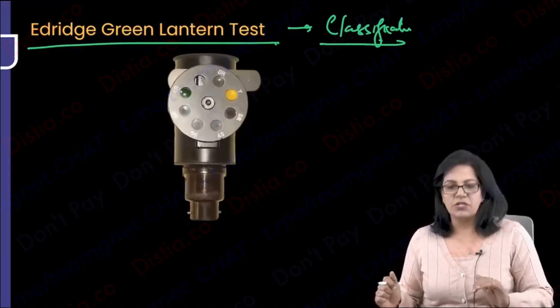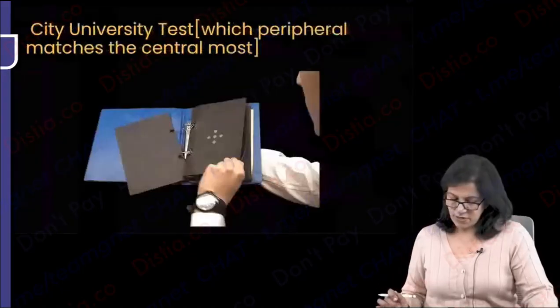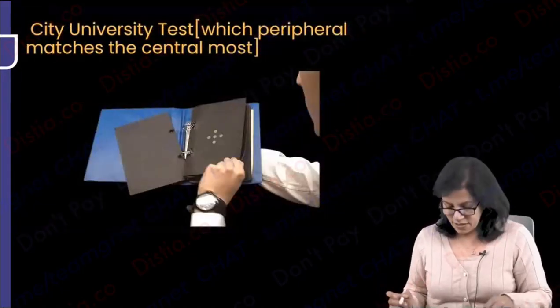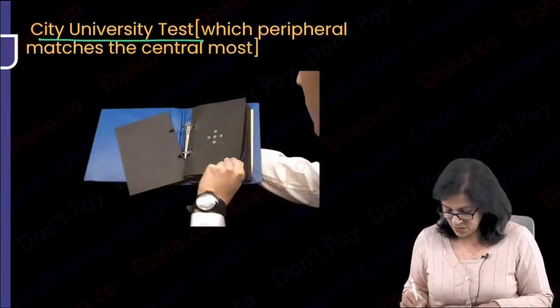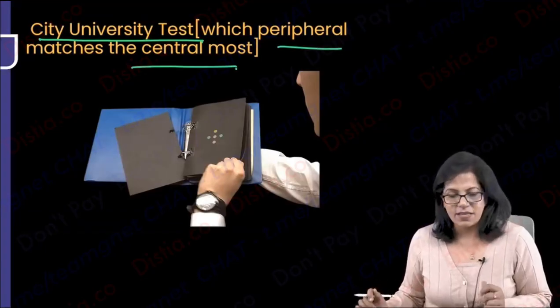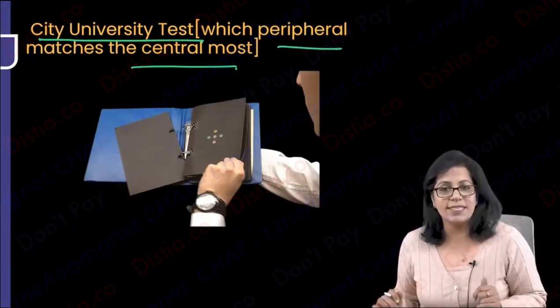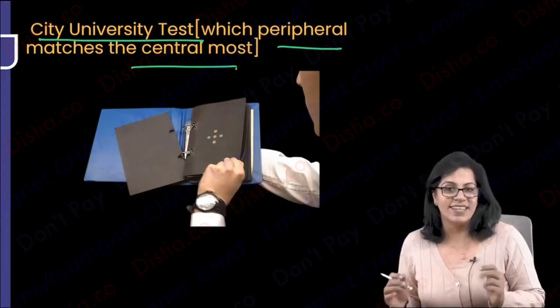Okay. So Edridge-Green lantern test. Nothing more is needed here. Right. What is this? Another color vision testing, called the City University test. You have to match the peripheral with the centralmost. Okay, so this, just know the name. These are the different tests for color blindness, and that was all about color sense.